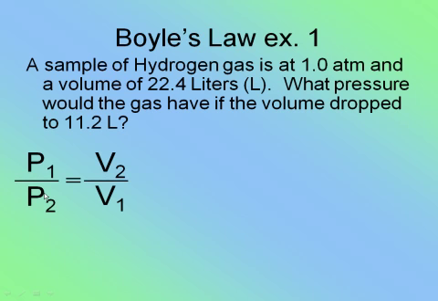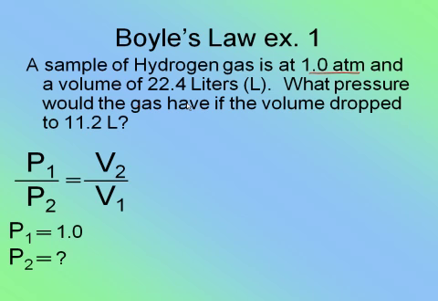Now, in the beginning, until you get good at this, I would list out what you know. What do I know? Well, I know P1, because it says a sample of hydrogen gas is at 1 atmosphere. So my pressure is 1 atmosphere. P2 is whatever the new pressure is going to be. So it says, what pressure would the gas have? Means I'm looking for the pressure.